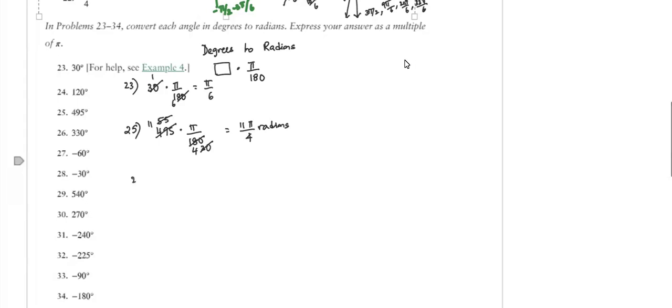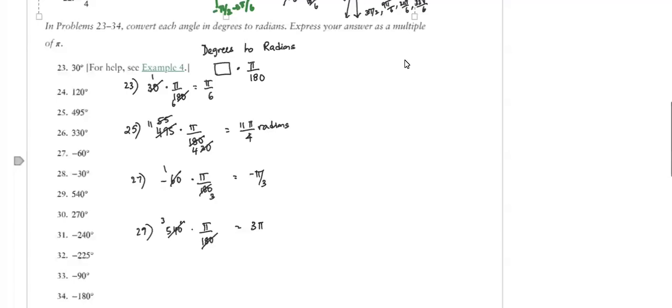Then 27 is negative 60 degrees. So when you're converting a negative angle, don't do anything to convert it into a positive angle or anything like that. Keep it as a negative angle and just reduce it. This goes 3 times. Therefore, negative pi over 3 is your answer. So 29 is 540 degrees. Do the same thing, pi over 180. Now this goes 3 times, right? 18 times 3 is 54. So this is going to be 3 pi radians.